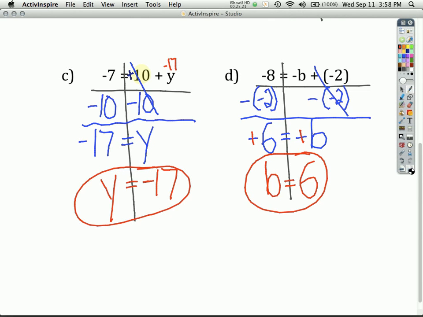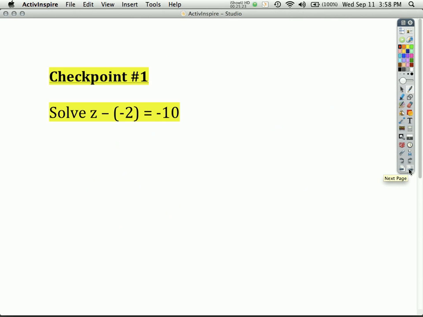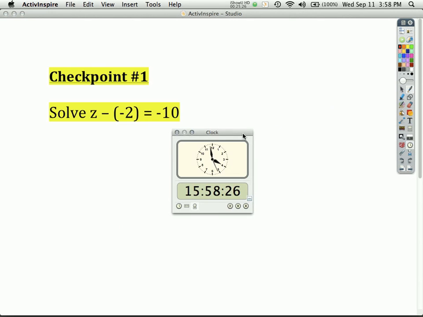Good. Let's see how you do on your own. Checkpoint number 1. Got 1 question. It's going to be quick, 1 minute.